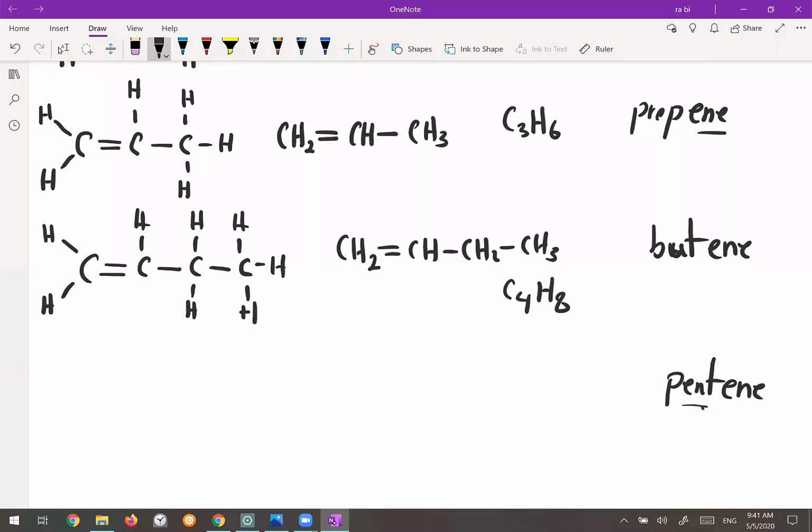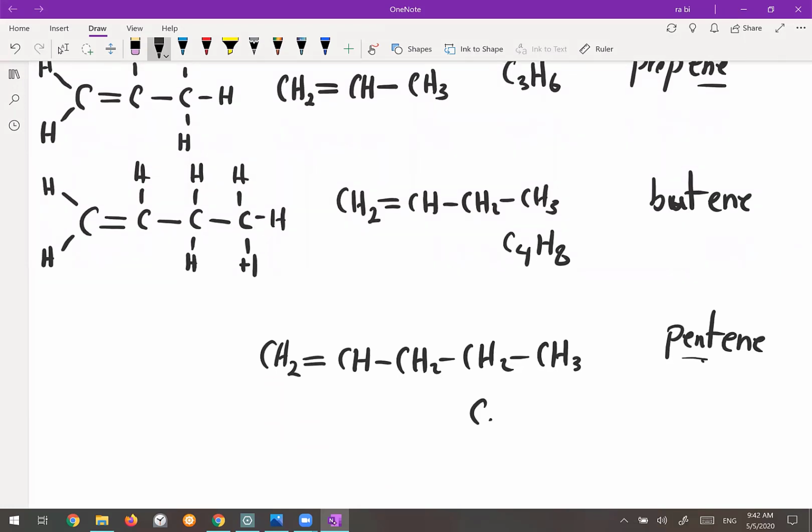So in pentene, I just draw the condensed structure formula for that. It's CH2, double bond CH, and you have CH2, CH2, CH3, 5 carbons with 1 double bond. You have 5 carbons. If you count the hydrogens in this structure, it would be 10, and so on. Then you have hexene, heptene, and so on.